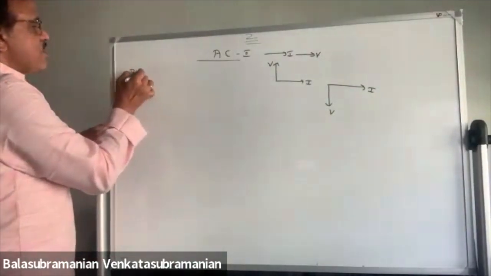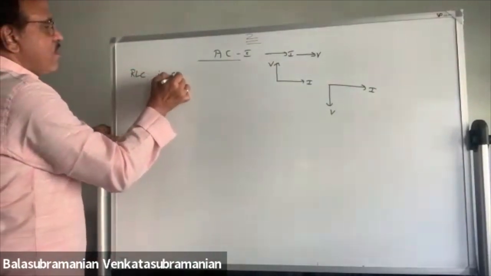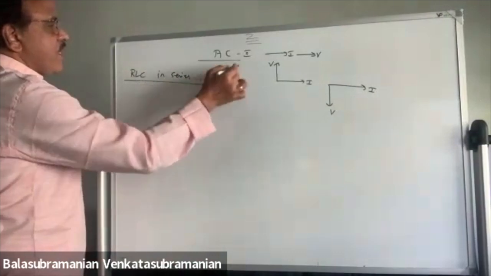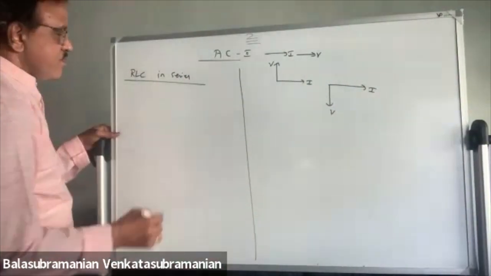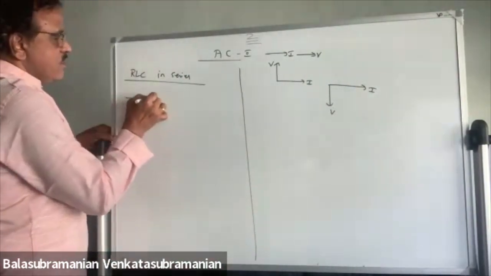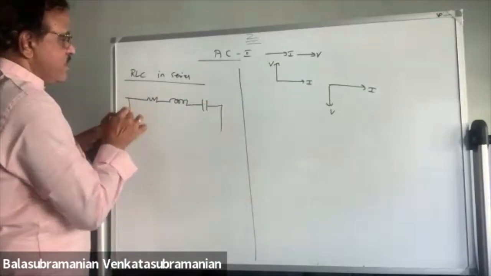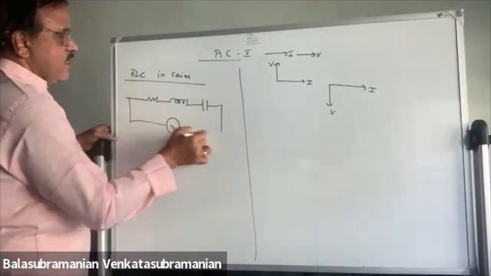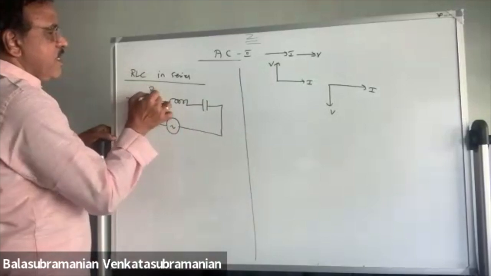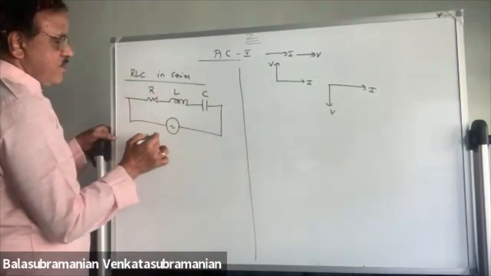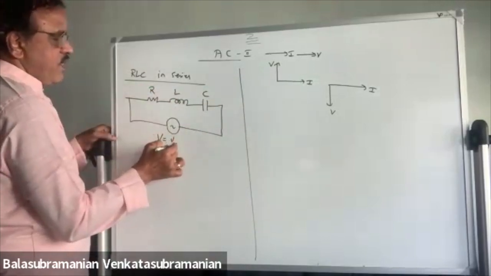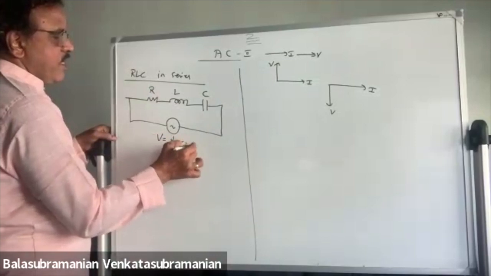RLC in series. Very important question this is. Resistance, inductance, capacitance connected to an AC generator, RLC. V is Vm sin omega t.